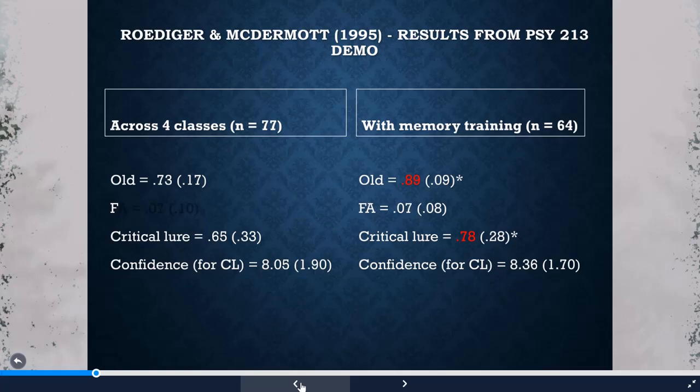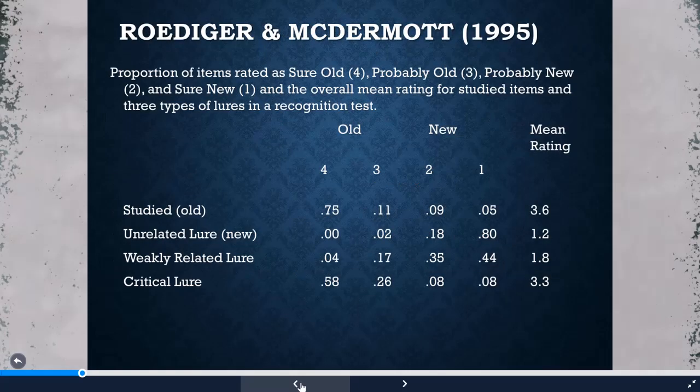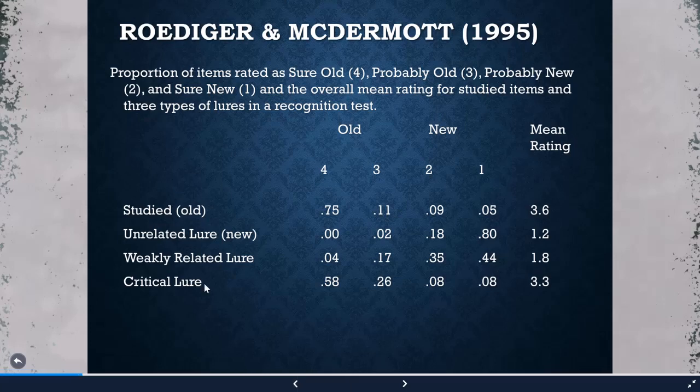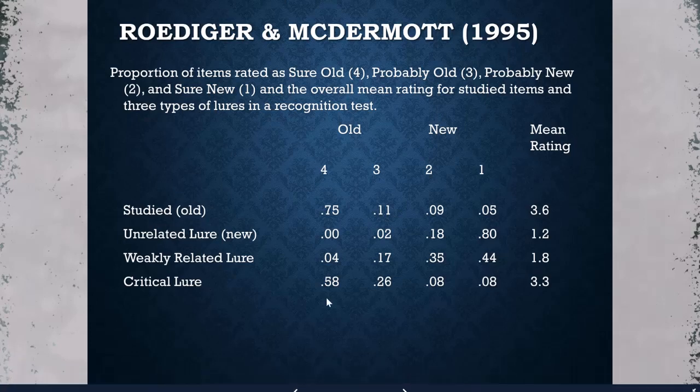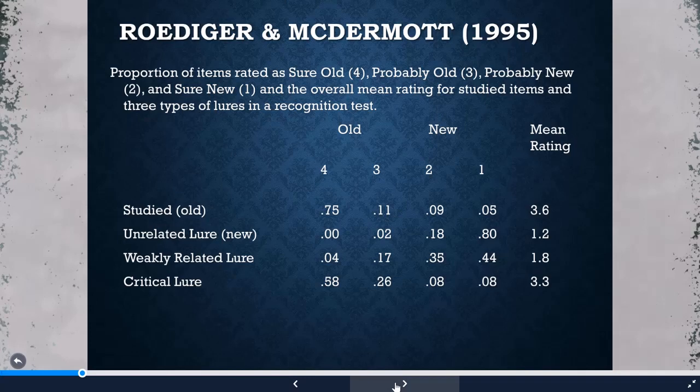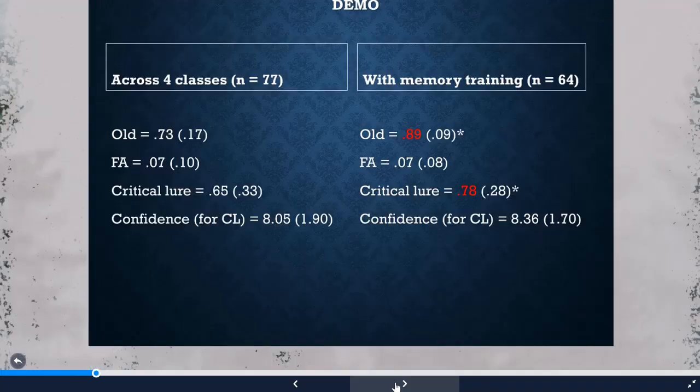Before we move on, what they also found is that these critical lures were attracting more R responses. People not only identified them as old, but said they remembered studying those particular items. Now what I have you do is the same thing. This is a demonstration I do in my class, and a few years ago I started having students do the memory training to see how that would affect their memory on this false memory demonstration.